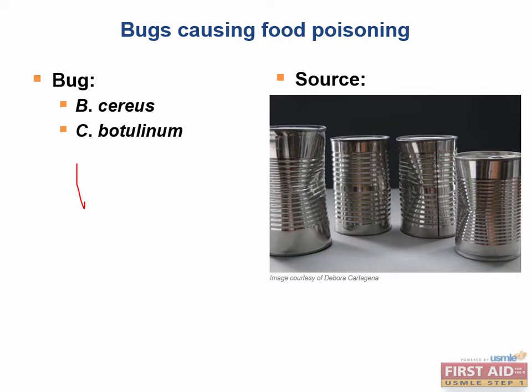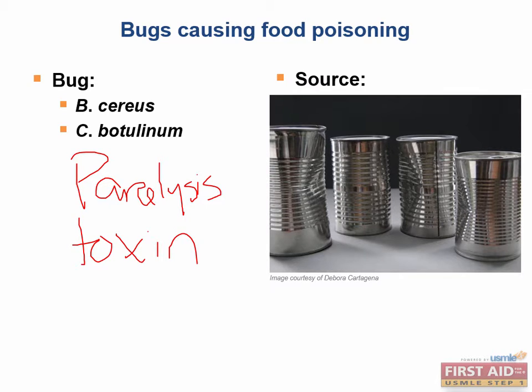It can lead to paralysis. Now, do you remember how botulinum causes paralysis? It produces a neurotoxin, the botulinum toxin. And now can you remember what this neurotoxin does?